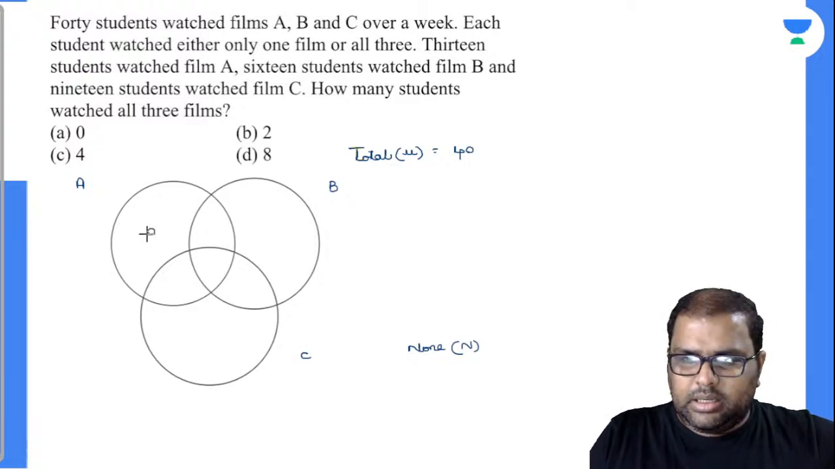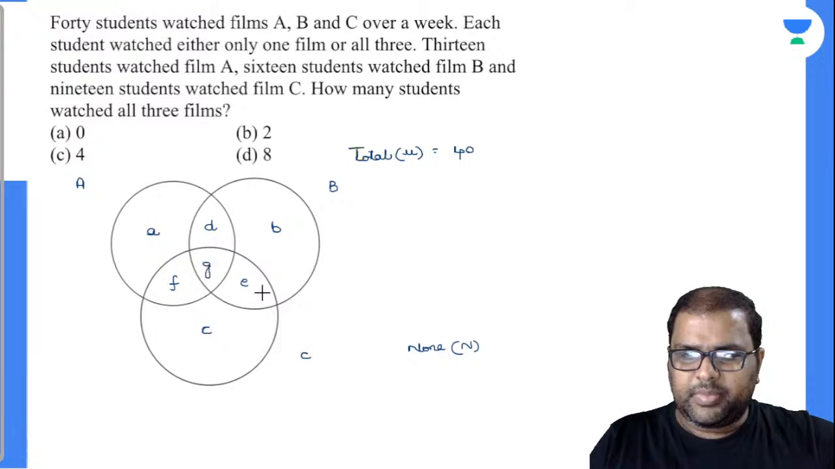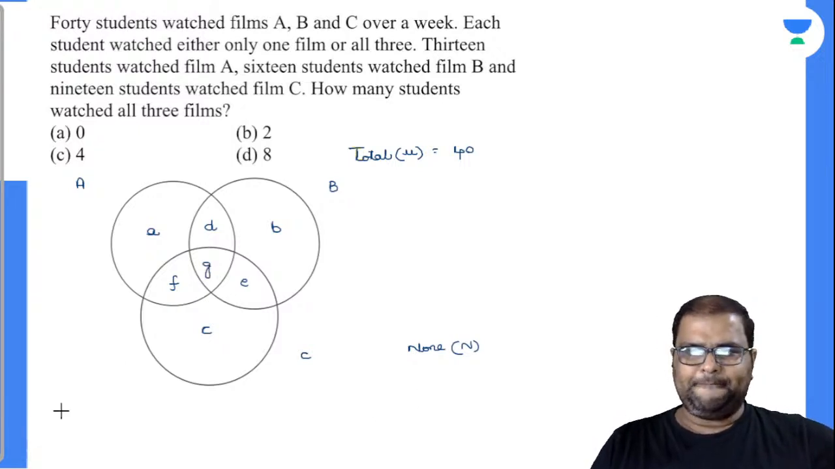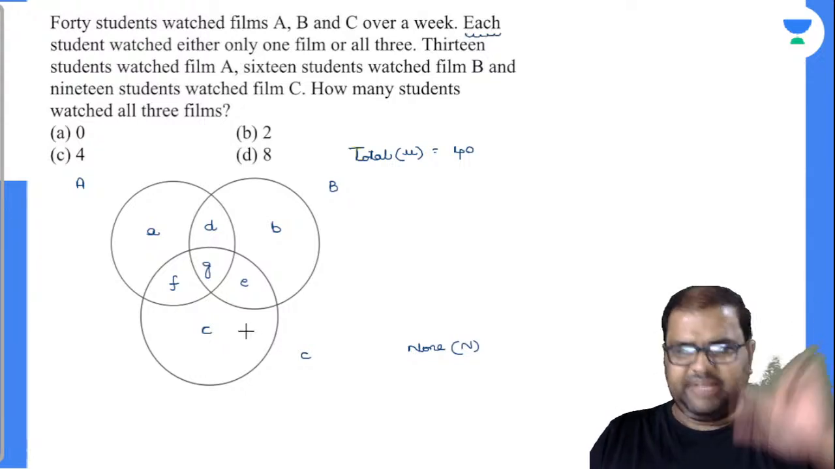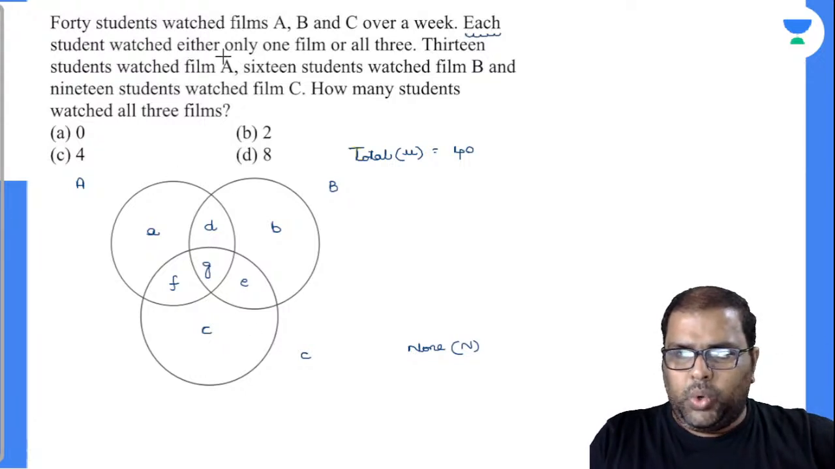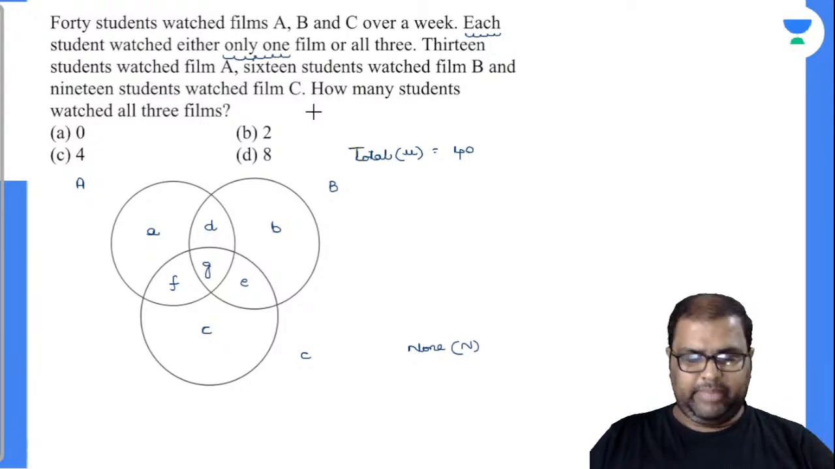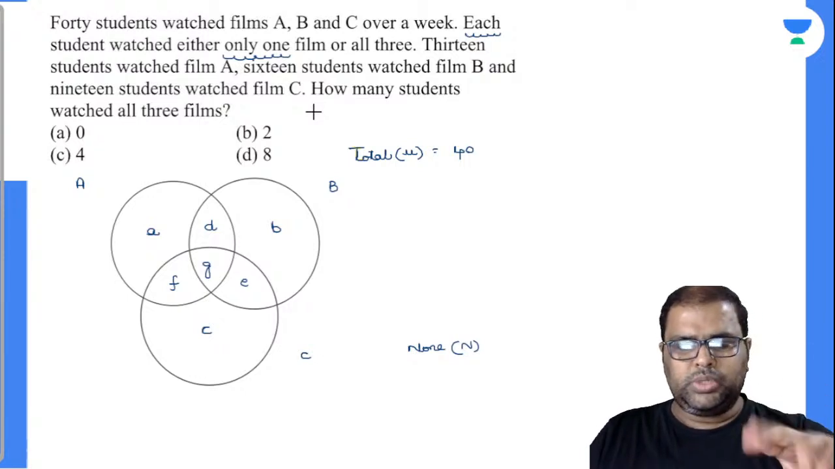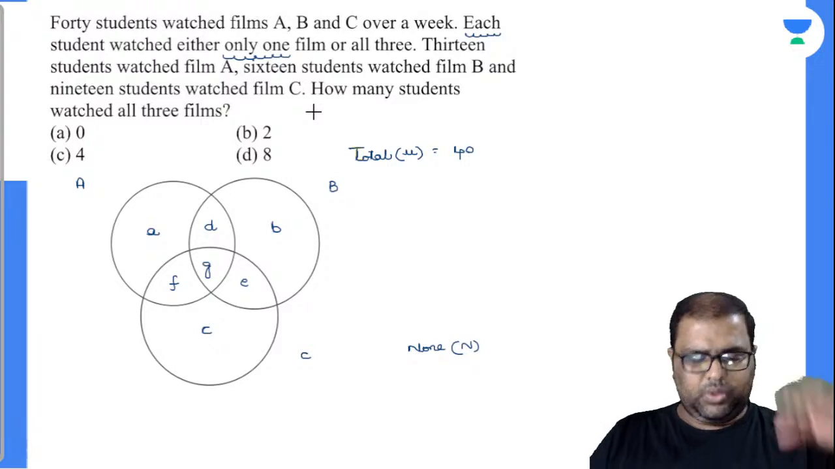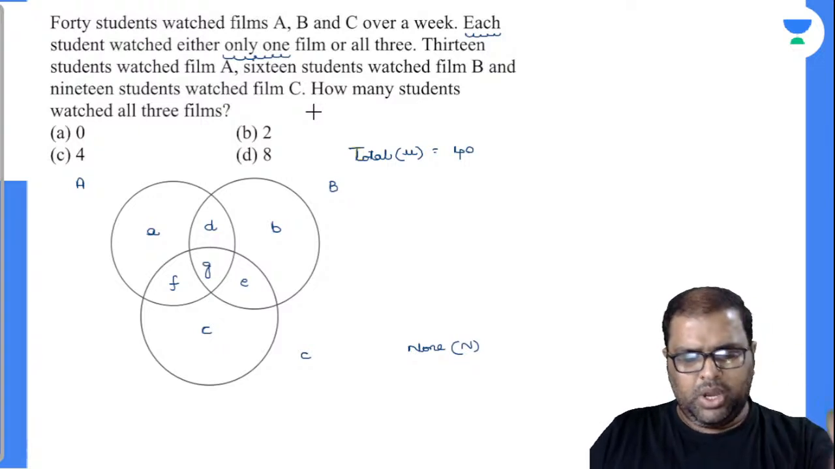And see here, I'll write down the value. C, B, right. Observe the question there. Each student out of 40, each and every student, watched either only one film or all the three. There are no such students who watched exactly two. There are no such students who didn't watch a movie. Am I right? There are only students who watched either all the three or exactly one.